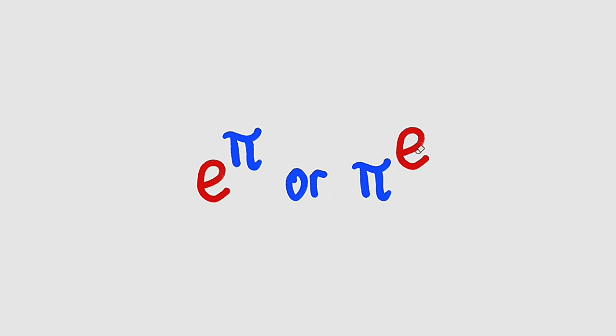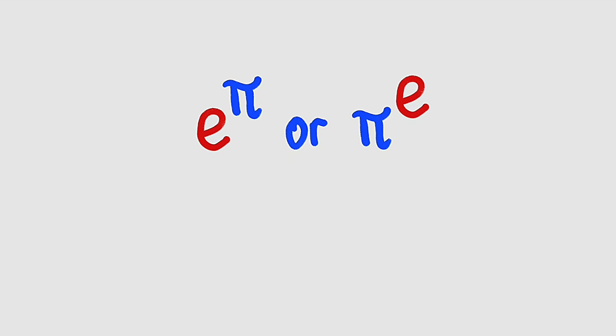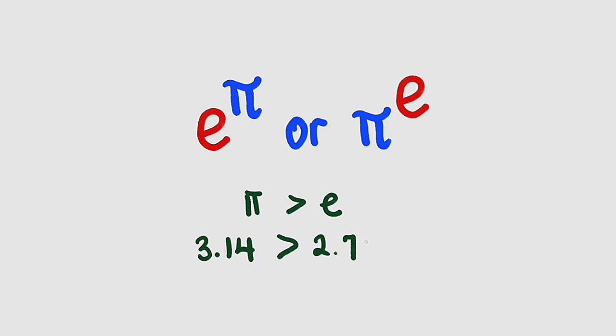In this tutorial we are going to verify which one is greater between e to the pi or pi to the e. But before we start, you should know that pi is greater than e. Why? Because pi is approximately 3.14 while e is approximately 2.72. You see, this number is definitely greater than this.